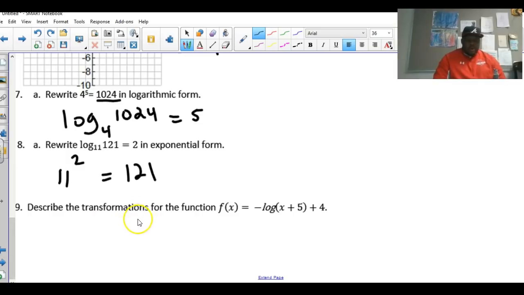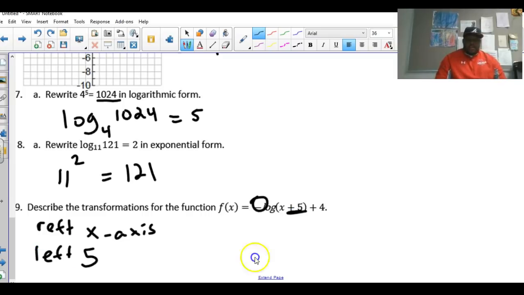And our last part of the Unit 7 video, guys. Describe the transformation. This negative out front tells me it reflects over the x-axis. This +5 tells me it went left 5. And this +4 means up 4.